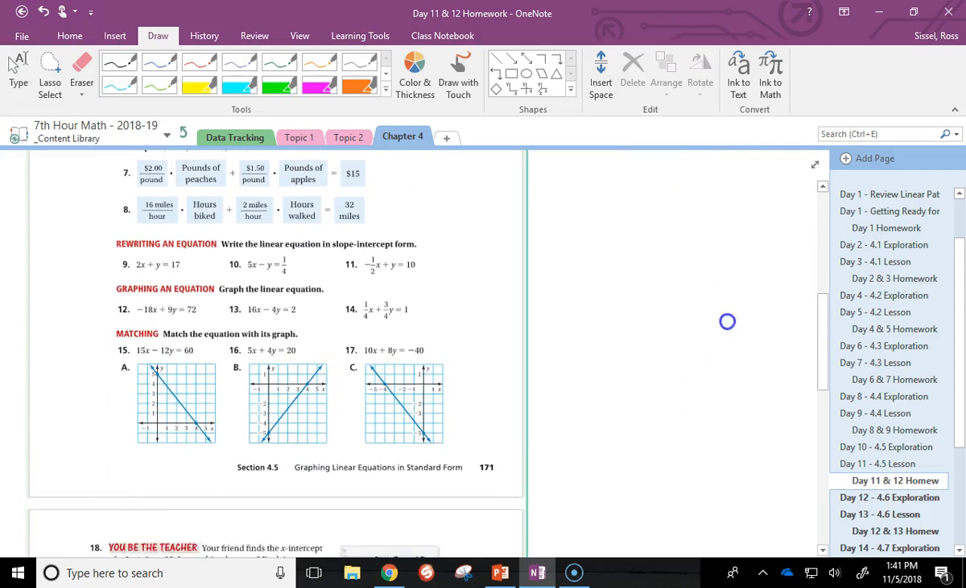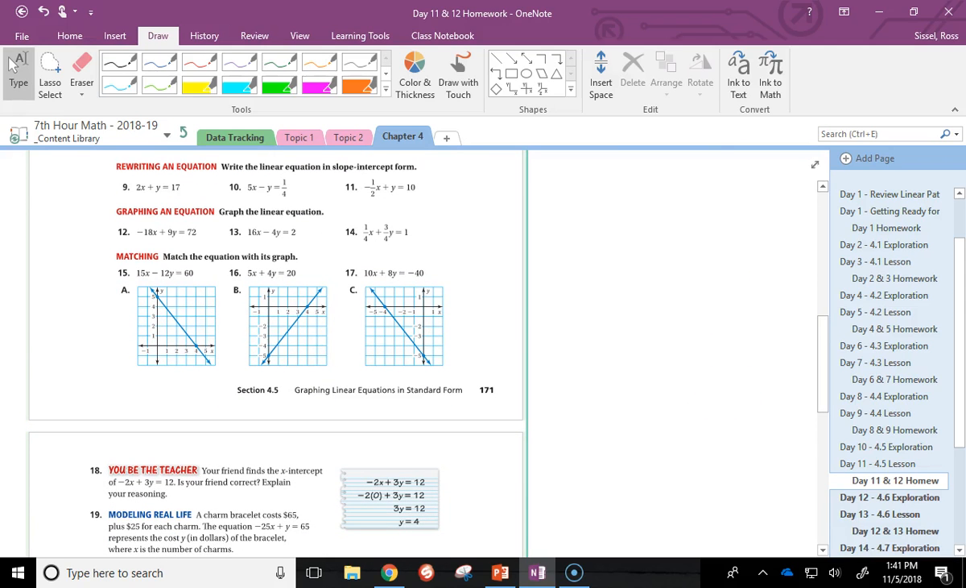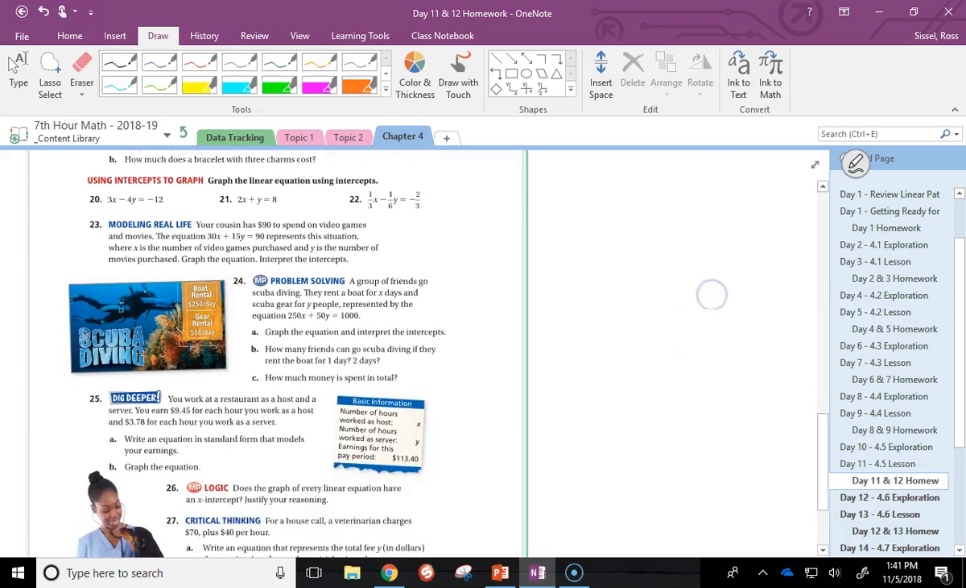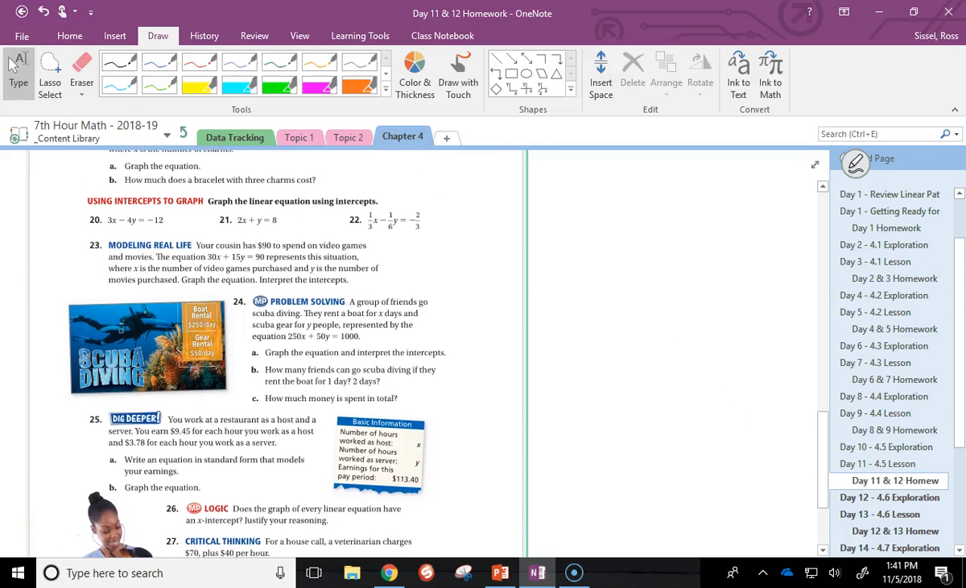Before you guys move on, 9 through 11 is exactly like your warm-up that we did. All you're doing is writing in slope-intercept form. 12 through 14, you must graph. So either put a grid on here like I did, or get grid paper. And, hold on, Blake. 20 through 22, you are graphing, but you have to use the intercept form. Okay?